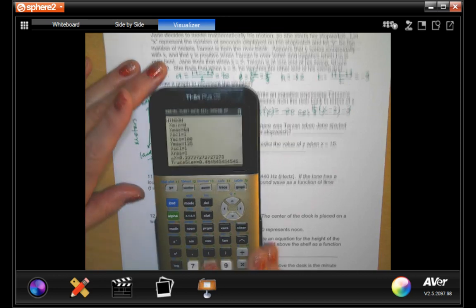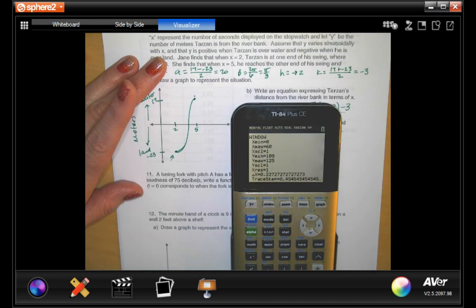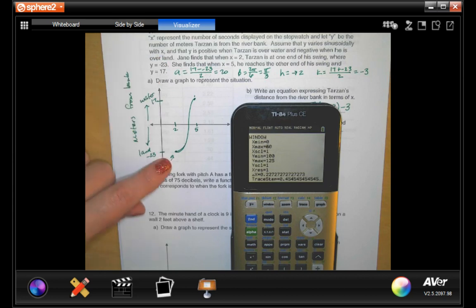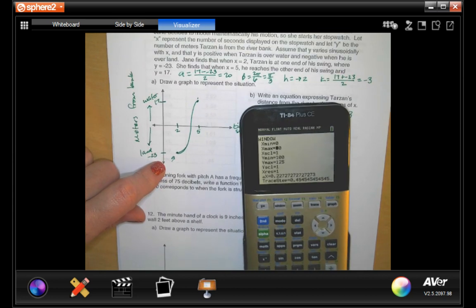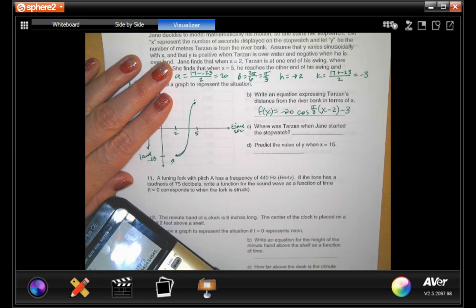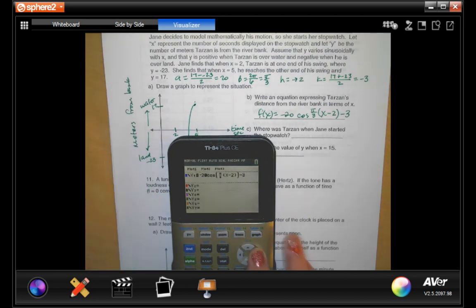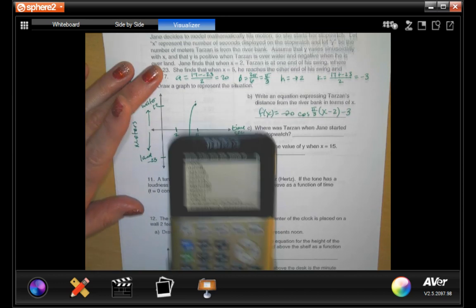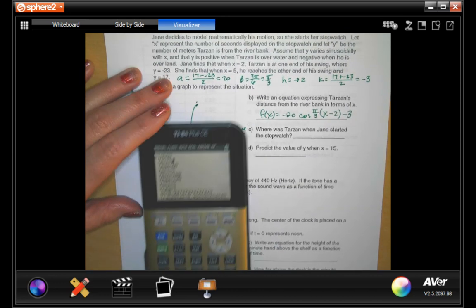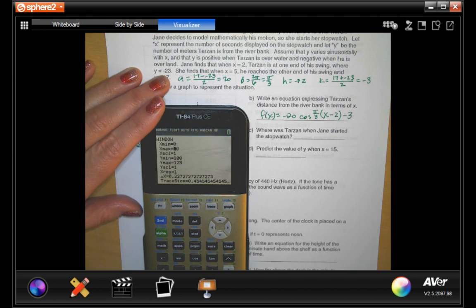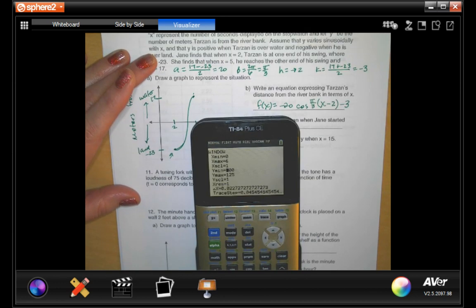What do we want to set the window at? Zero to, did I mess up? Is it pi over 6 or pi over 3? 3, did I type in 6? Yes, I think you did. Like you said, you were right. Okay, so what are we doing for the window? From where to where? Yeah, we don't have to go out super far, right? What about the Y's? Negative 25 to 20, okay.